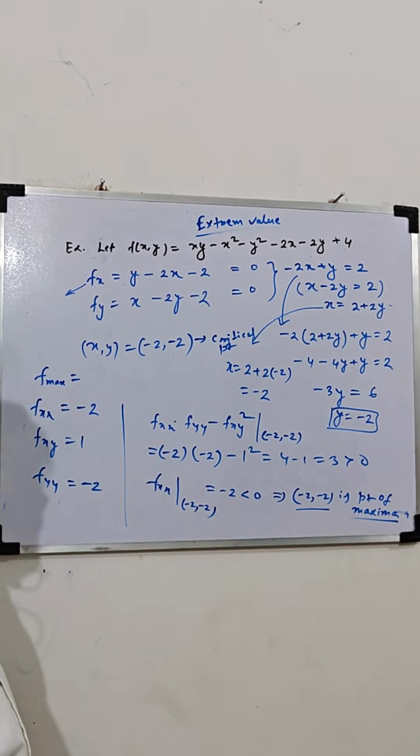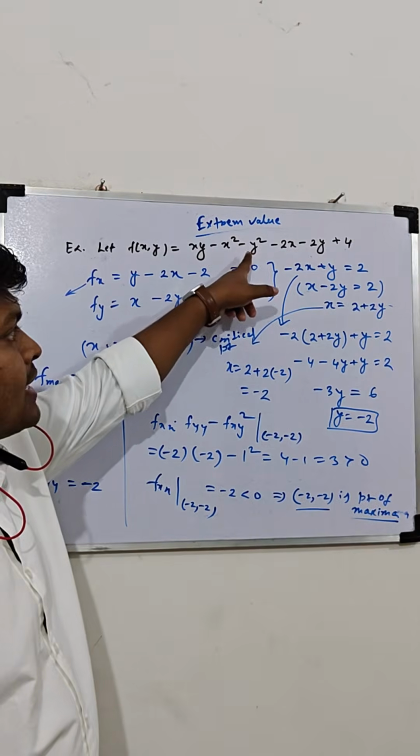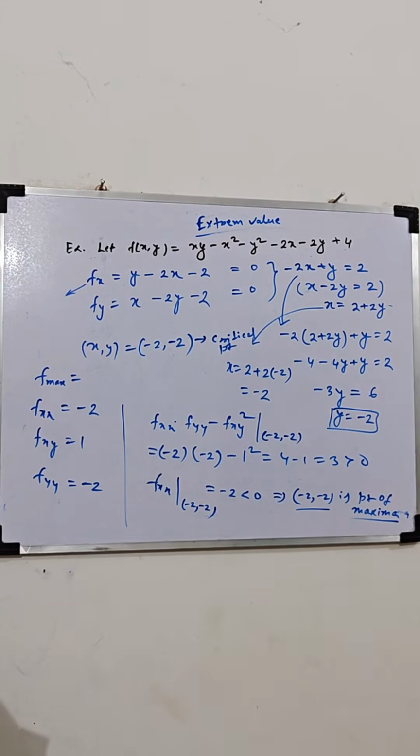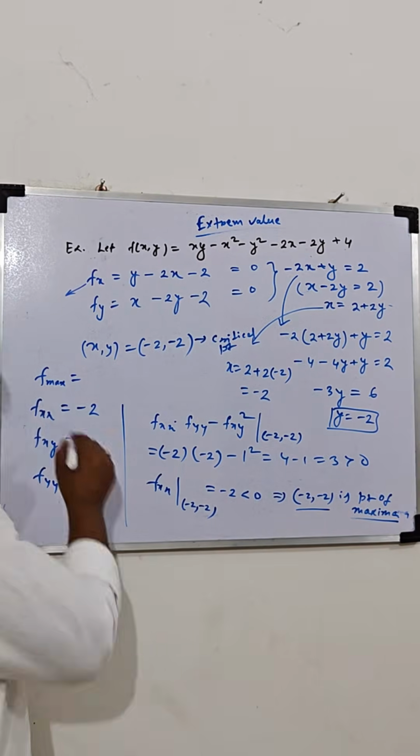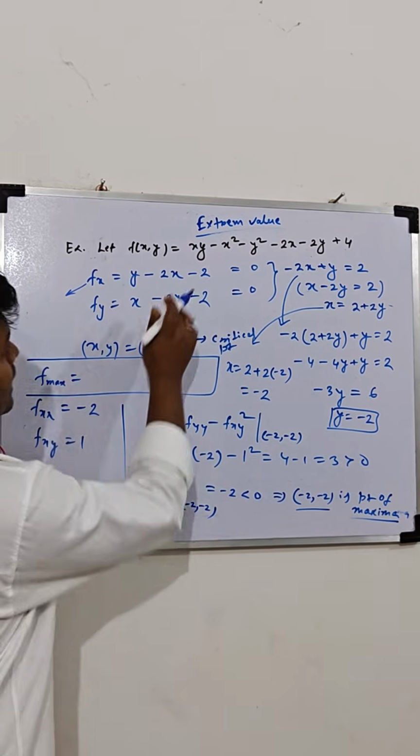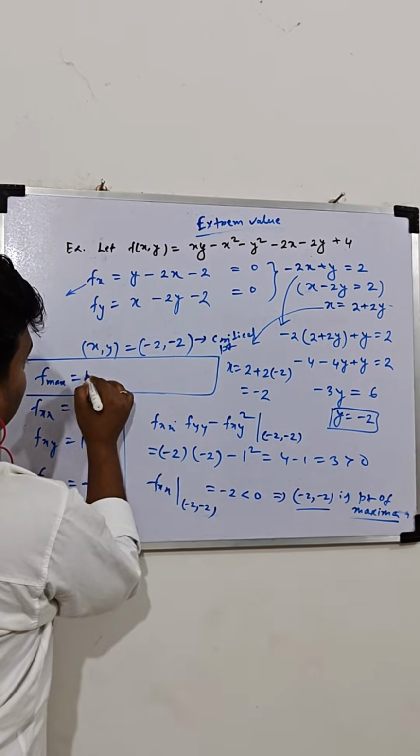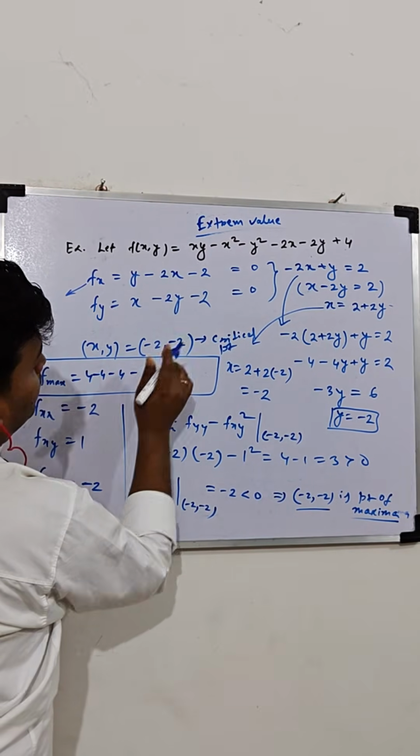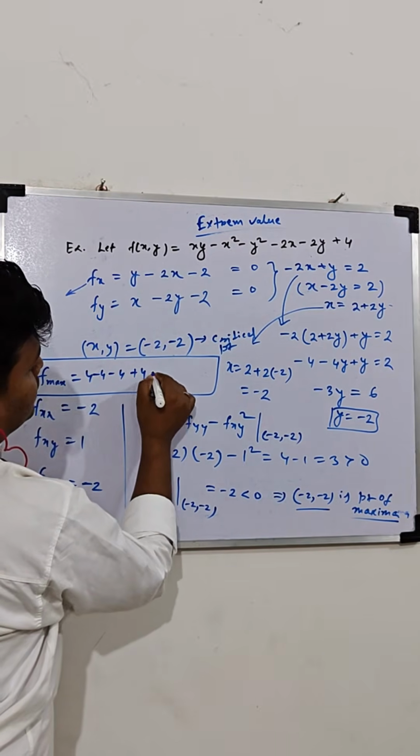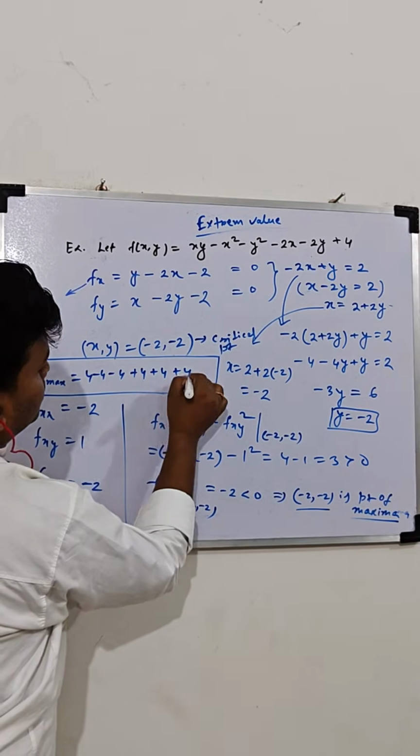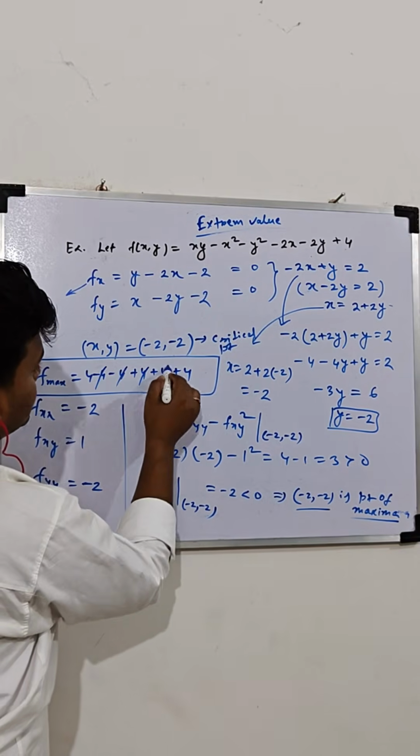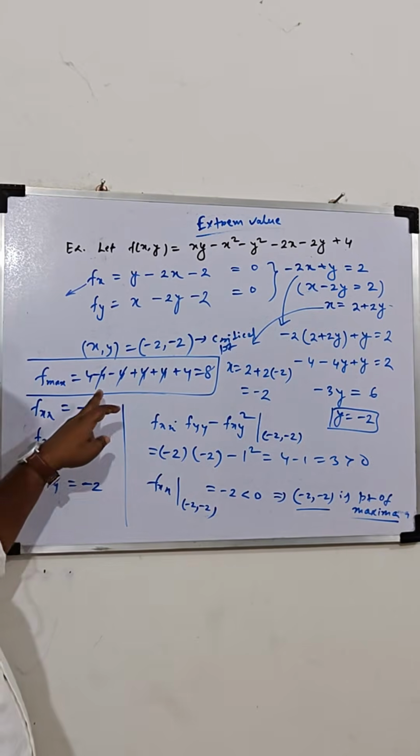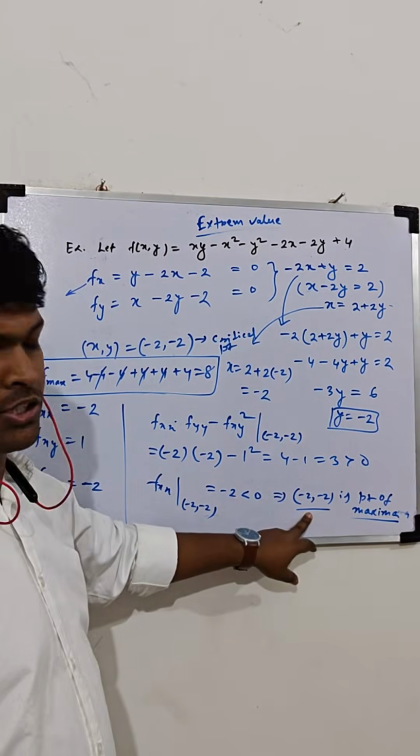If you put x minus 2, y minus 2, you will get the maximum value of f, which you can find by putting the values here. So minus 2, this will be 4, this will be minus 4, this will be minus 4, minus 2, this will be plus 4, this will be also plus 4. So minus minus plus plus 4, this will be 8. So the maximum value of this function is 8 and the point of maximum is minus 2, minus 2.